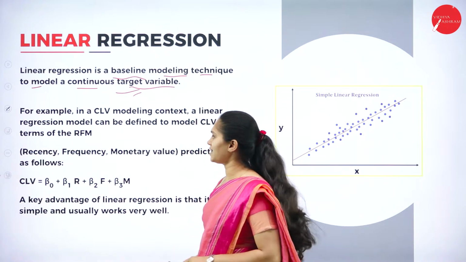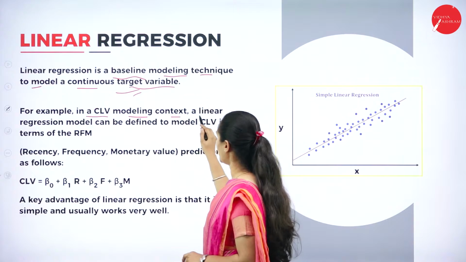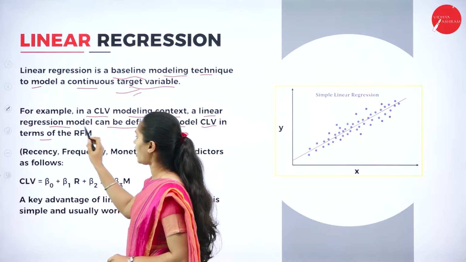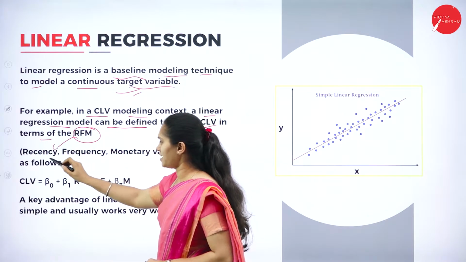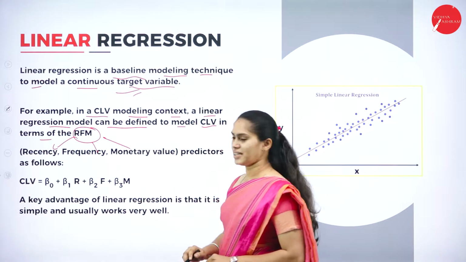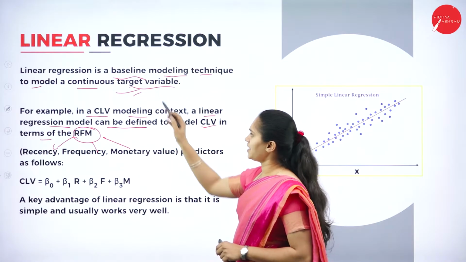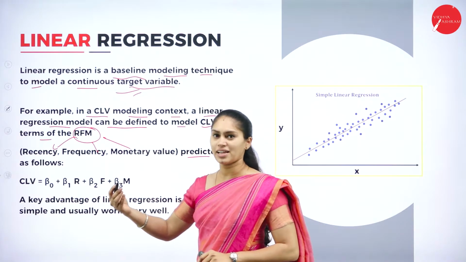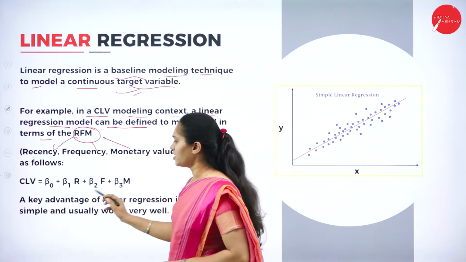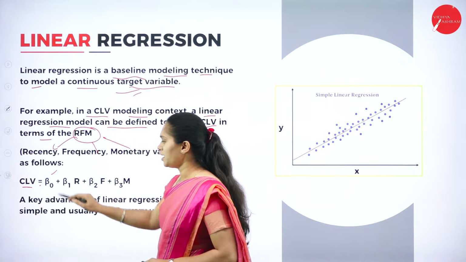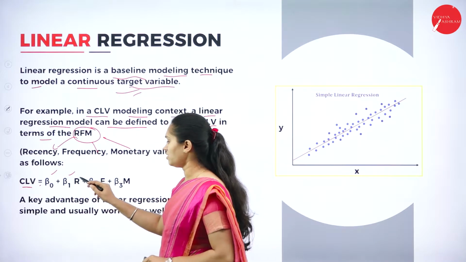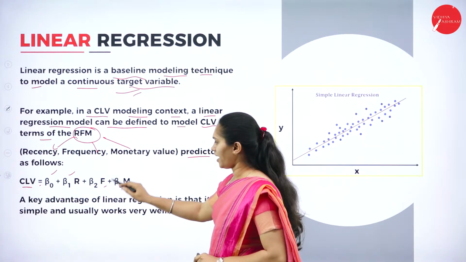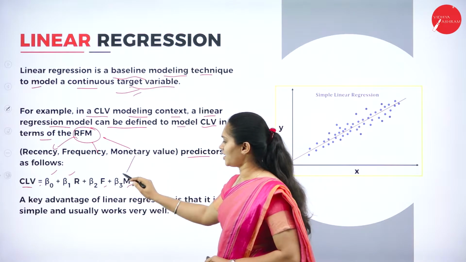Let me take one example. In a CLV modeling context, a linear regression model can be defined to model CLV in terms of RFM: R represents recency, F frequency and M monetary value. These will be the predictors, and we can get the targeted prediction of CLV using CLV equals beta 0 plus beta 1 R, that is recency, plus beta 2 F plus beta 3 M, which is related to monetary.